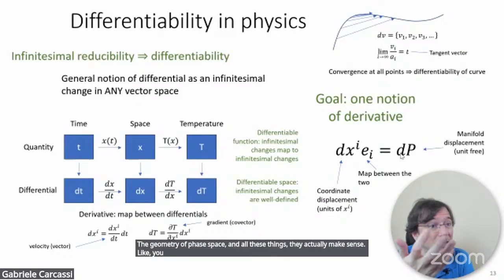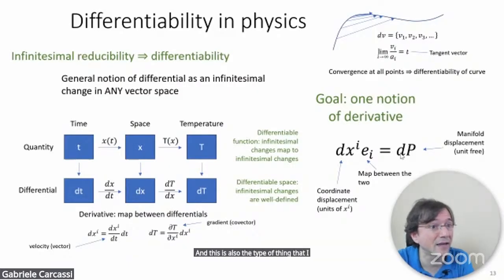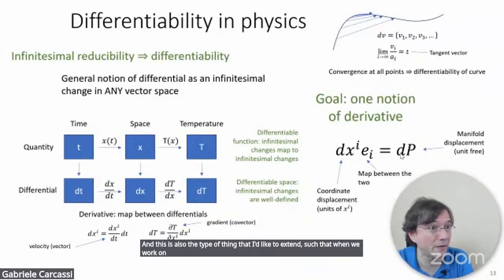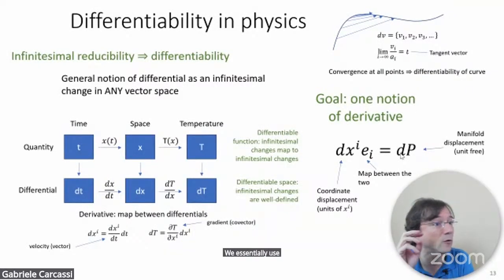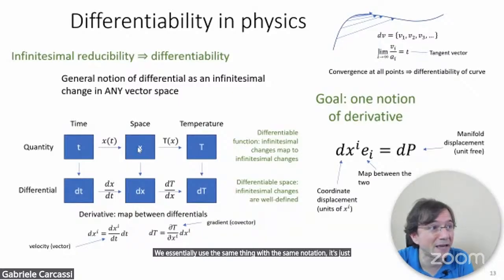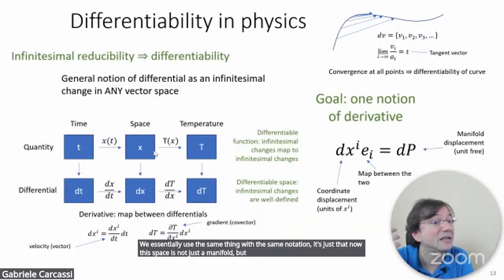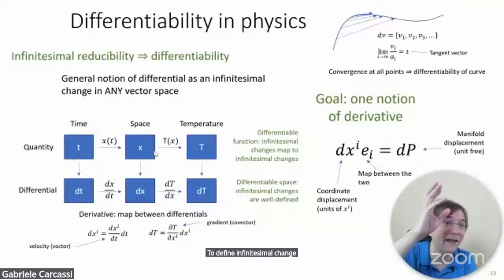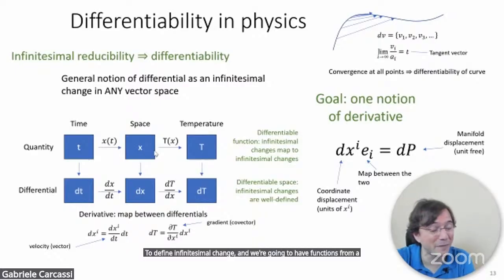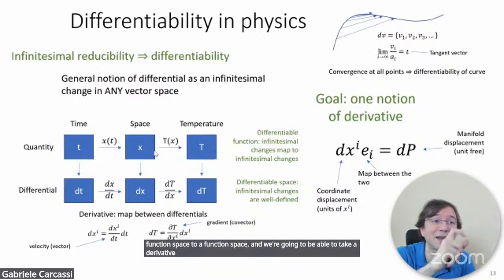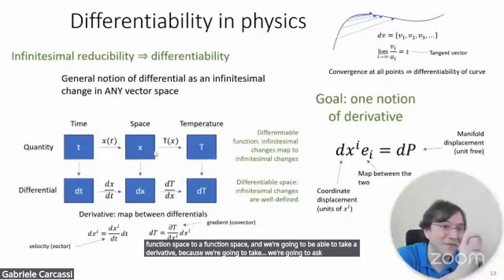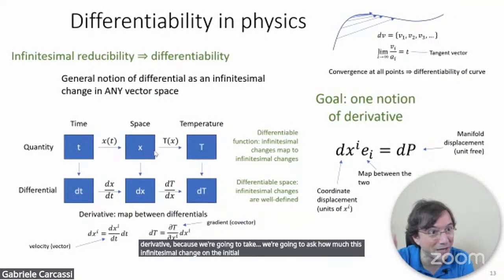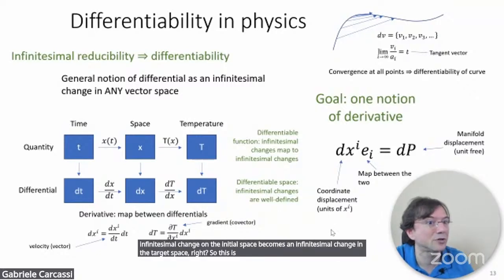You can look at the symbol and say, okay, I understand what's going on. And this is also the type of thing that I'd like to extend, such that when we work on field theories, we essentially use the same thing with the same notation. It's just that now this space is not just a manifold, but a space of functions, where we're going to be able to define infinitesimal change. We're going to have functions from a function space to a function space, and we're going to be able to take a derivative because we're going to ask how much an infinitesimal change in the initial space becomes an infinitesimal change in the target space, right? So this is conceptually what I'd like to have.